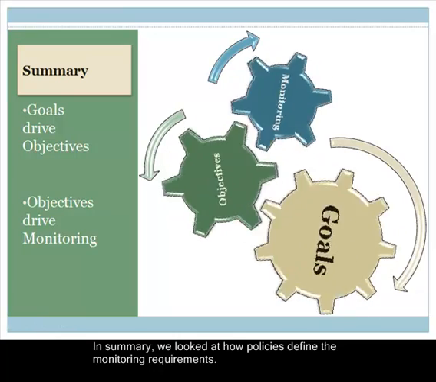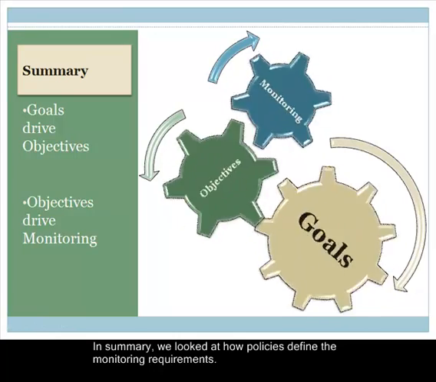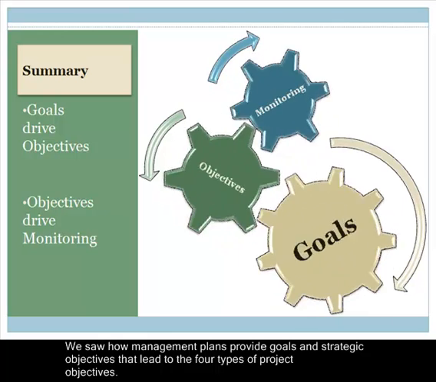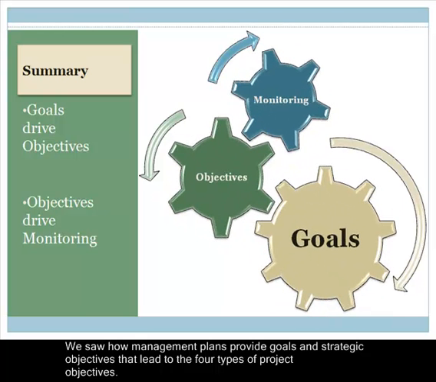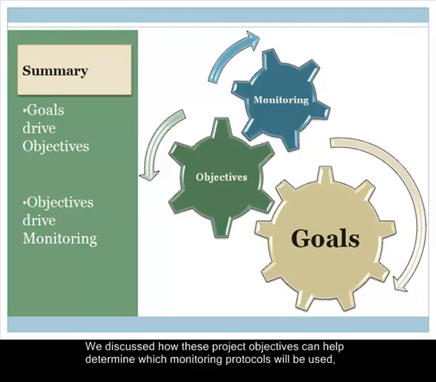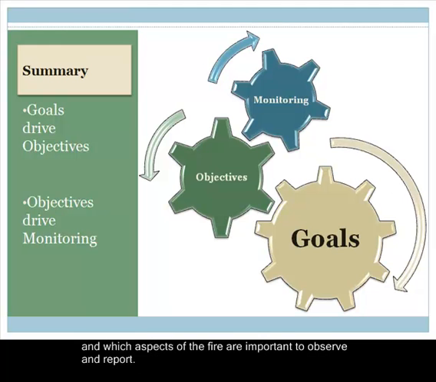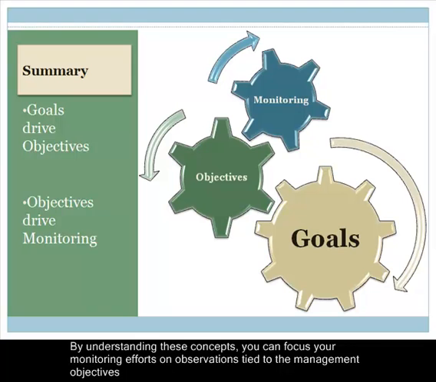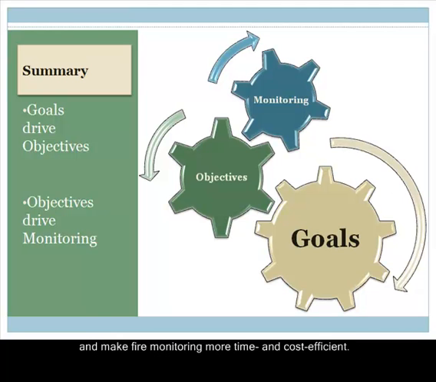In summary, we looked at how policies define the monitoring requirements. We saw how management plans provide goals and strategic objectives that lead to the 4 types of project objectives. We discussed how these project objectives can help determine which monitoring protocols will be used and which aspects of the fire are important to observe and report. By understanding these concepts, you can focus your monitoring efforts on observations tied to the management objectives and make fire monitoring more time and cost efficient.